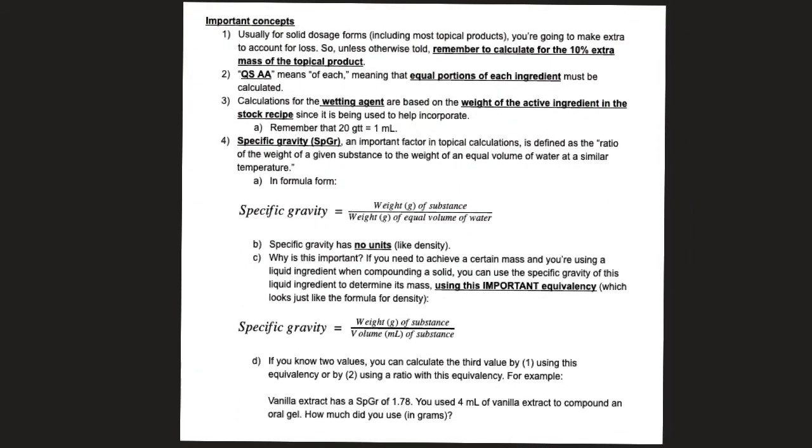So a few important concepts before I move on. Number one, usually for solid dosage forms like topical products, suppositories, capsules, or powders, you're going to make extra to account for loss. So unless otherwise told, remember to calculate for the 10% extra mass of the topical product.